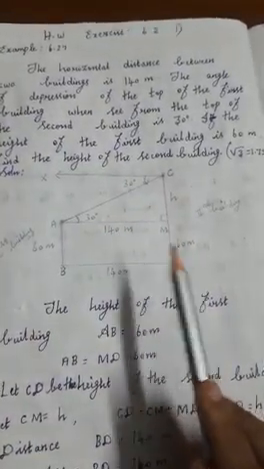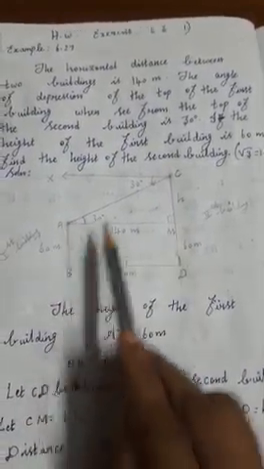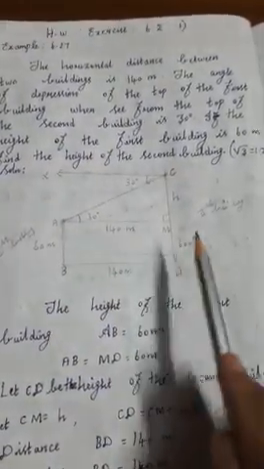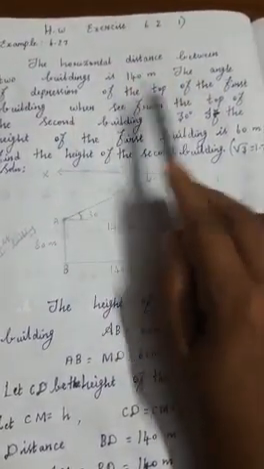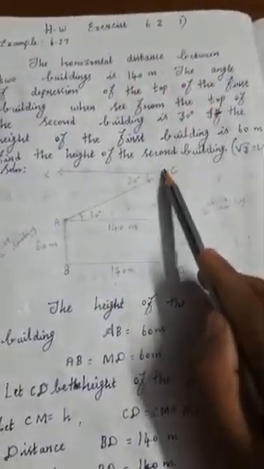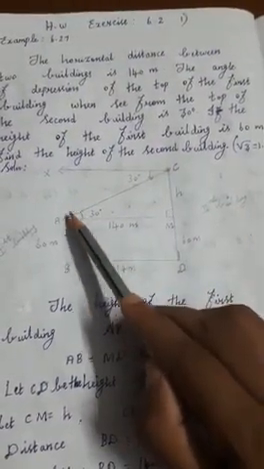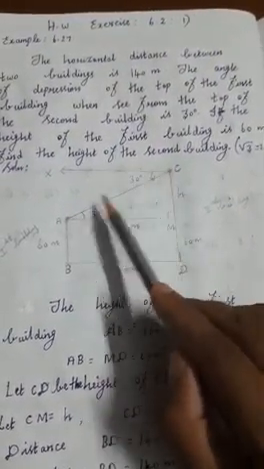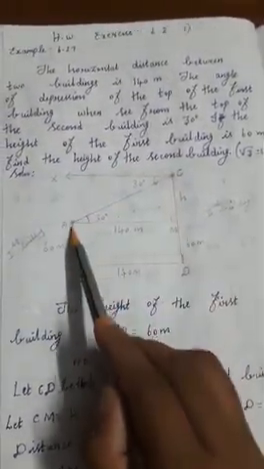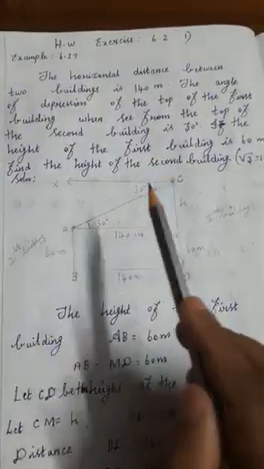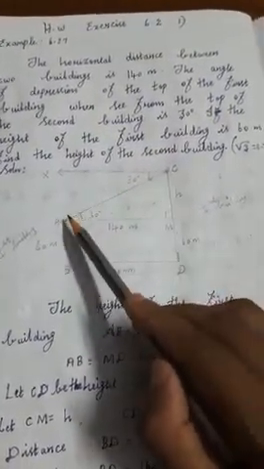Why have we not drawn both buildings with the same height? This one we have drawn short, this one we have drawn long, because from the top of the second building only they are looking at the top of the first building, at a 30 degree angle. So that's why we have drawn the second building long and the first building short. Only then can we see the top of the first building from the top of the second building.